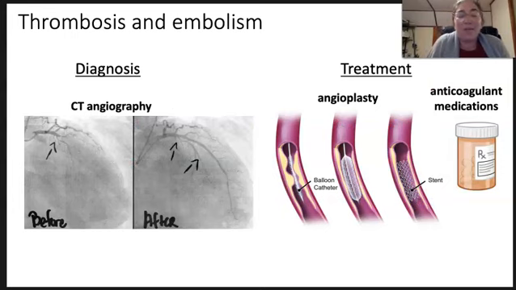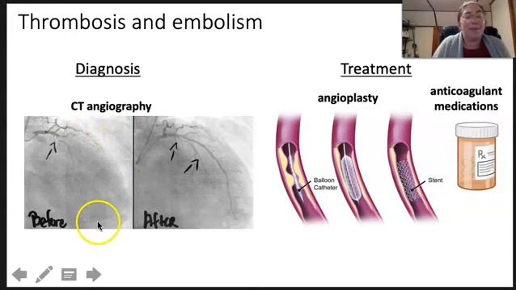So we can diagnose these blockages through a type of radiographic test called an angiogram. This is where a radio contrast dye is injected into the arteries, and then you undergo CT in order to be able to see the arteries and to see whether the radio contrast dye is flowing through them or not.